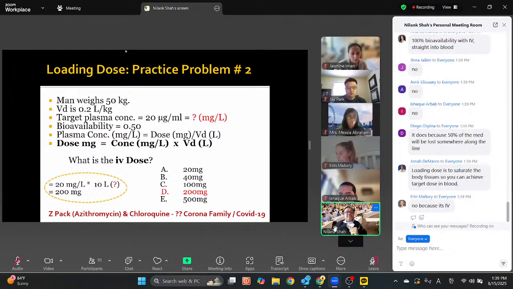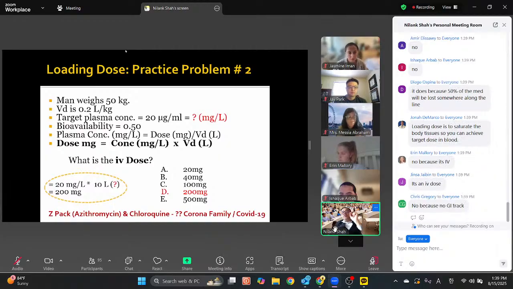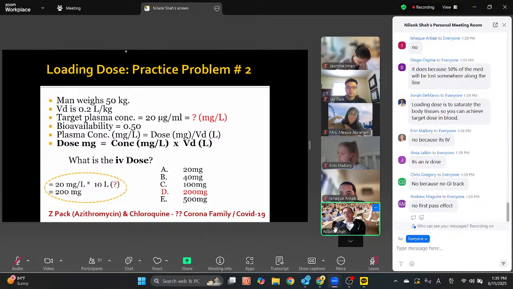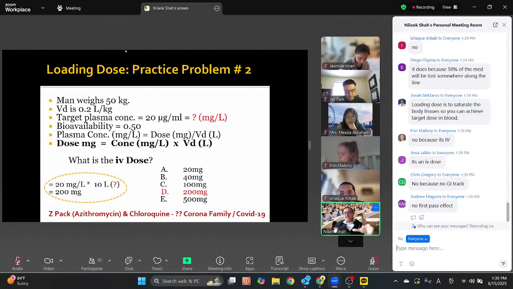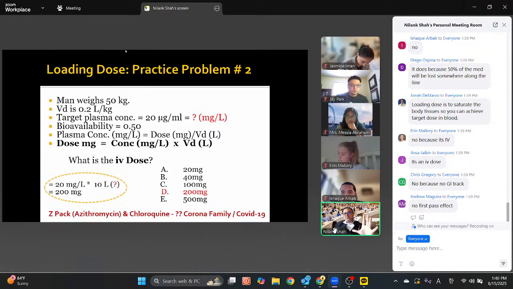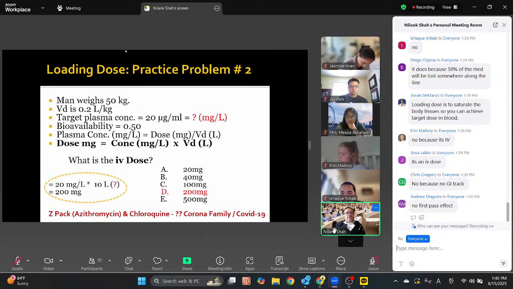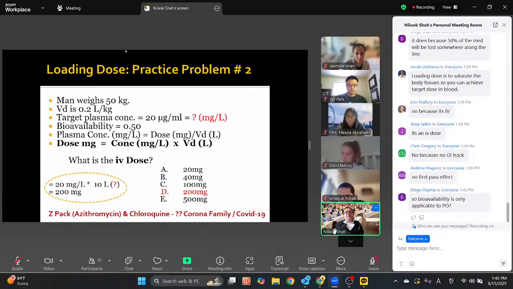Yes, Erin. It is IV. IV is always 100%, right? When I say bioavailability is 0.50, that means it is oral bioavailability. IV is always 100%. We talked about that yesterday because you put the drug directly into systemic circulation, bypassing the liver and the stomach and GI tract, so the drug will not get metabolized. All the drug is directly getting into the systemic circulation. Okay, 100% bioavailability. Very good job, everybody. Now, that's why in this case it doesn't matter. Despite my putting it in the stem, it doesn't matter.